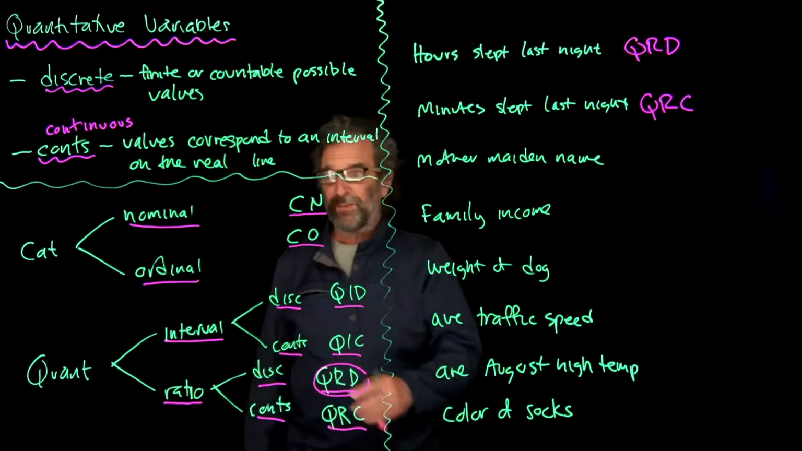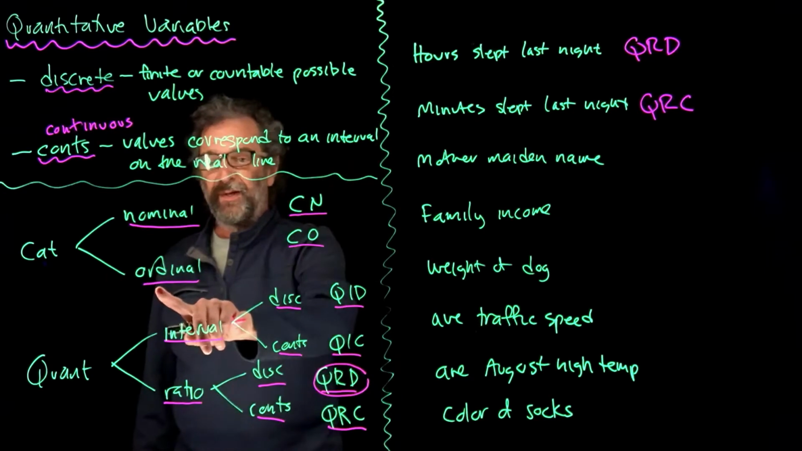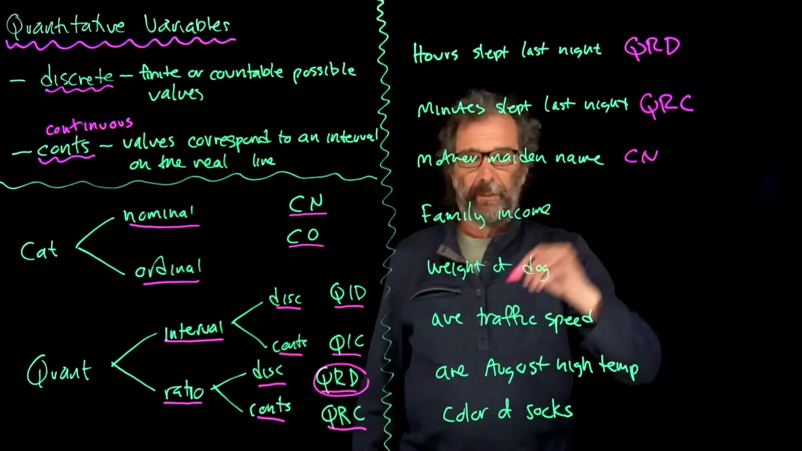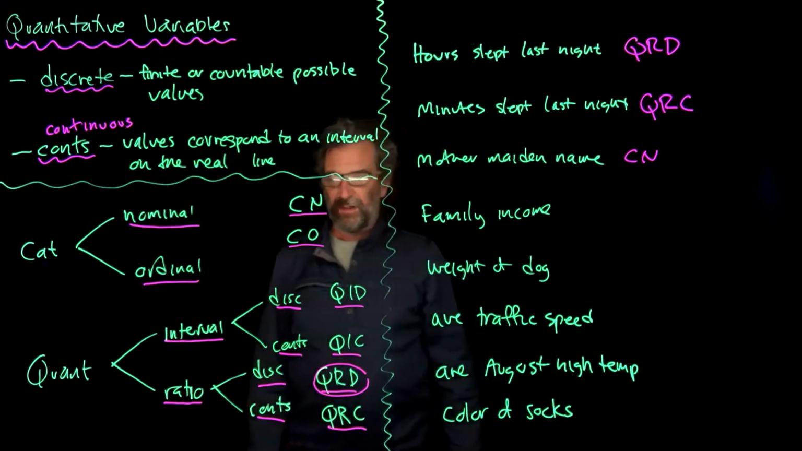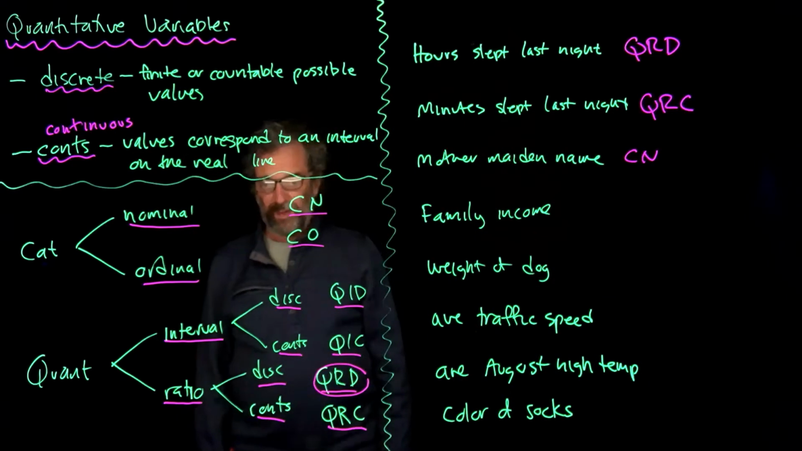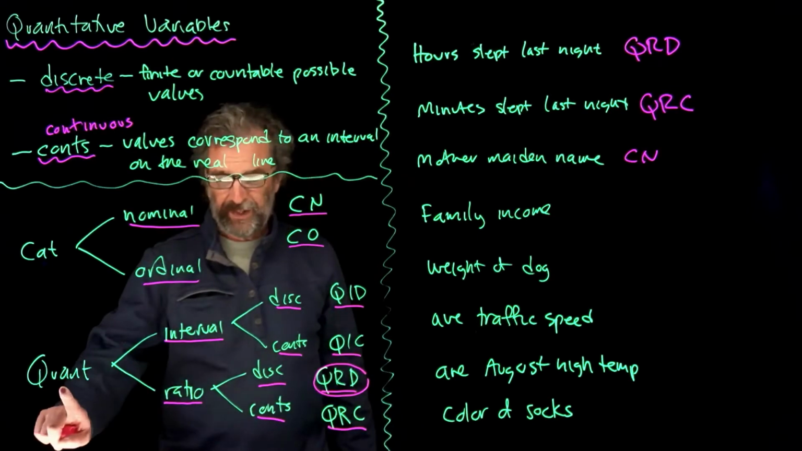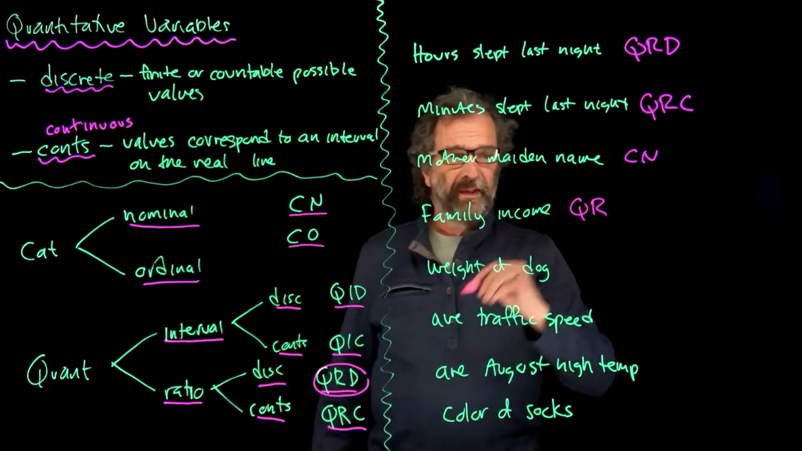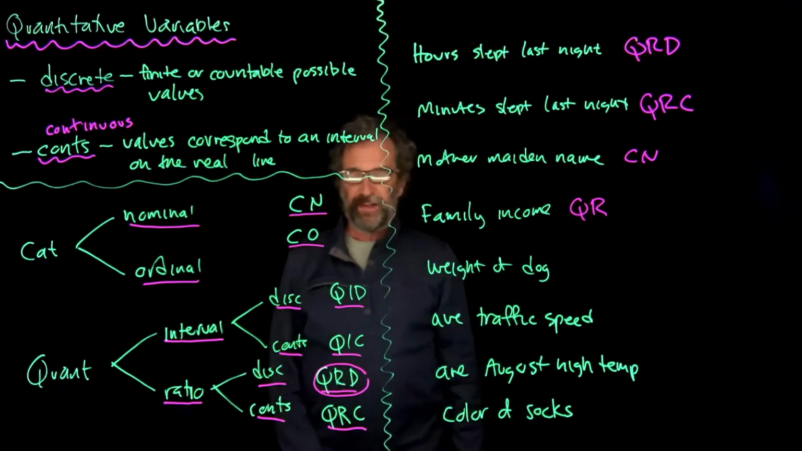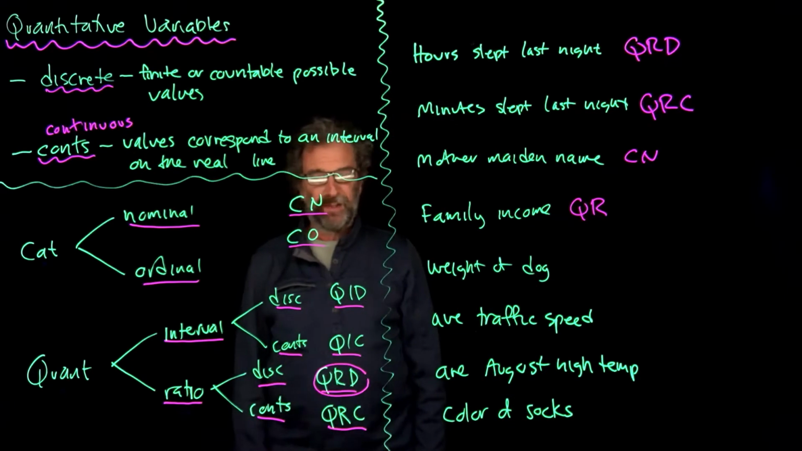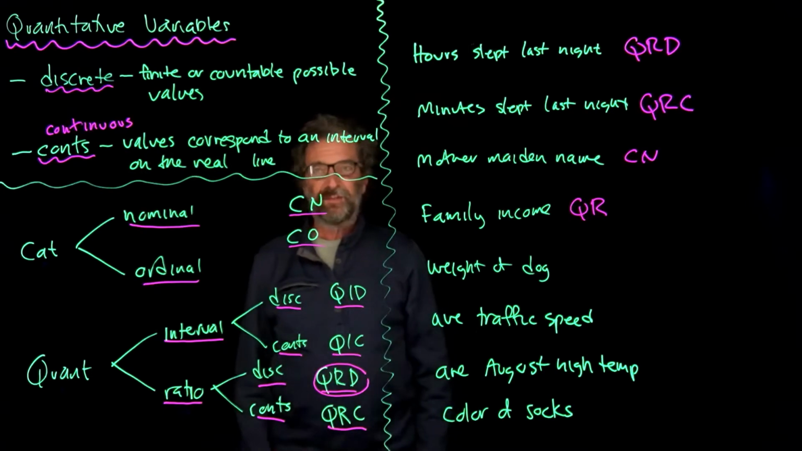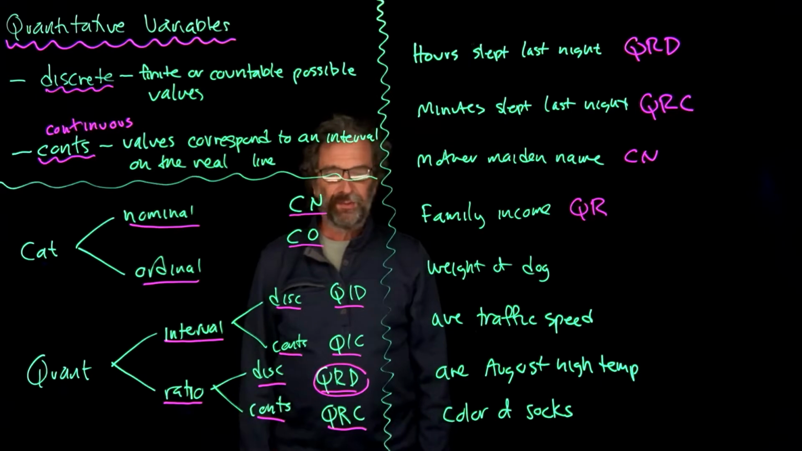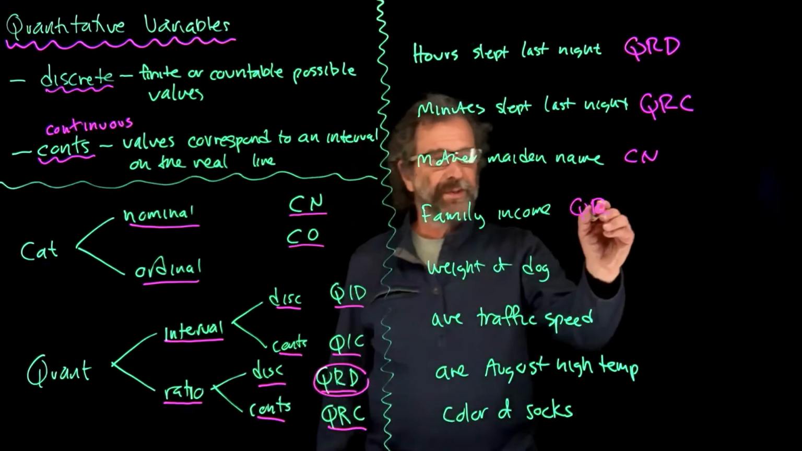Mother's maiden name. It's a name, so it's categorical. There's no order to names, so we'll call it nominal. Categorical nominal, okay. Family income. Well, it has a good zero point, so quantitative ratio. And I guess it just depends how it's being reported. If you're reporting it down to the penny, then I would think of that more like a continuous situation. If it's in thousands of dollars, then I think it's more like discrete. I'm going to put, for practical purposes, basically continuous.